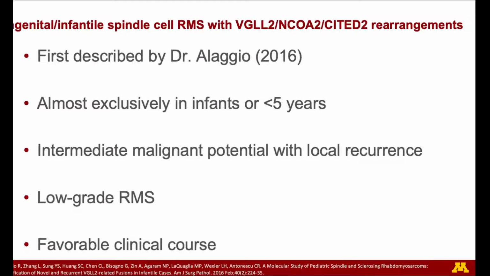Congenital infantile spindle cell rhabdomyosarcoma with VGLL2 and NCOA2 CITED2 rearrangements was first described by Dr. Alaggio in 2016. This subtype of spindle cell sclerosing rhabdomyosarcoma almost exclusively occurs in infants or children younger than 5 years of age. These are low-grade rhabdomyosarcomas and actually have a favorable clinical course.